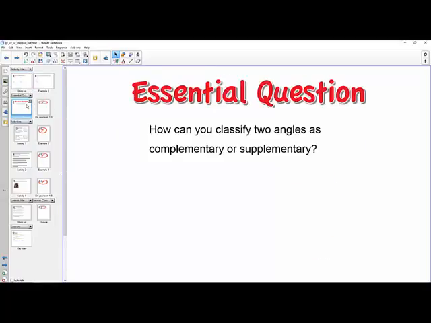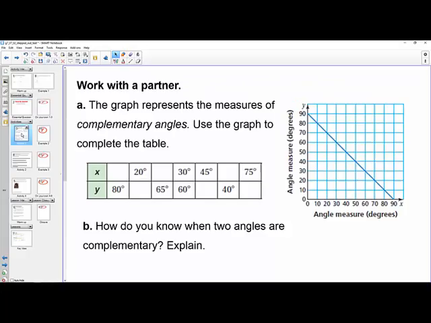So how could you classify two angles as complementary or supplementary? That's what we're going to work on today. First of all, we're looking at complementary, and I know that my angle measurements have to add up to 90 degrees. That's really all it is. So when I think of complement, I always think of a person saying, hi, you look nice today. And this is a complement, and it forms this right angle.